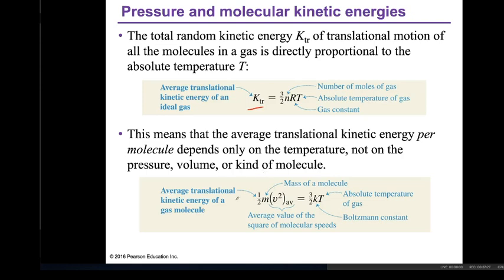And here is another equation. 1/2 mv squared. What's that? Do you remember? We have learned it in energy. It's K, or kinetic energy. So that's the kinetic energy of each molecule. It equals 3/2 kT. k is the Boltzmann constant and T is the absolute temperature of the gas.